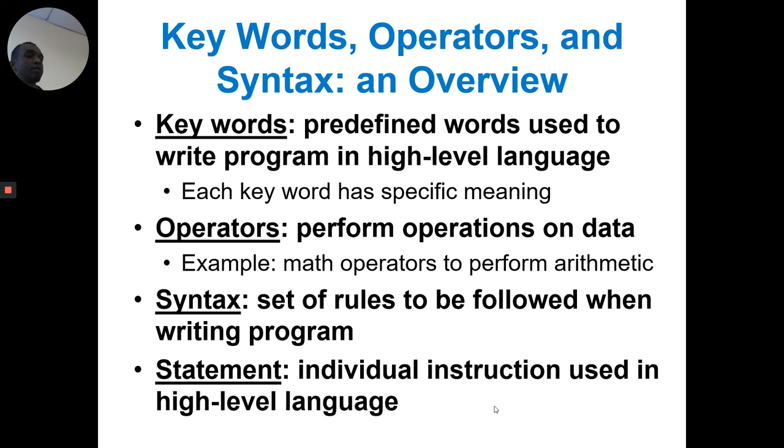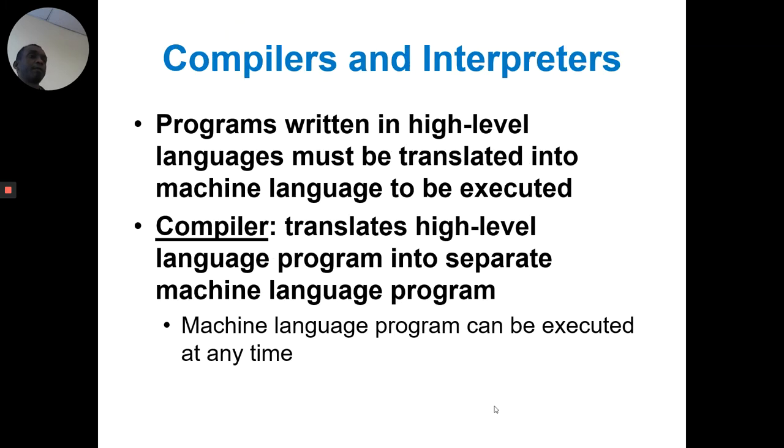Besides Python, the other high-level languages use a semicolon to end a statement. You can have two lines, and that doesn't mean the statement has ended until you write a semicolon. In Python, each line is considered its own statement. So if you have a statement and put it on two different lines, that's considered two different statements. We have what are called compilers and interpreters.